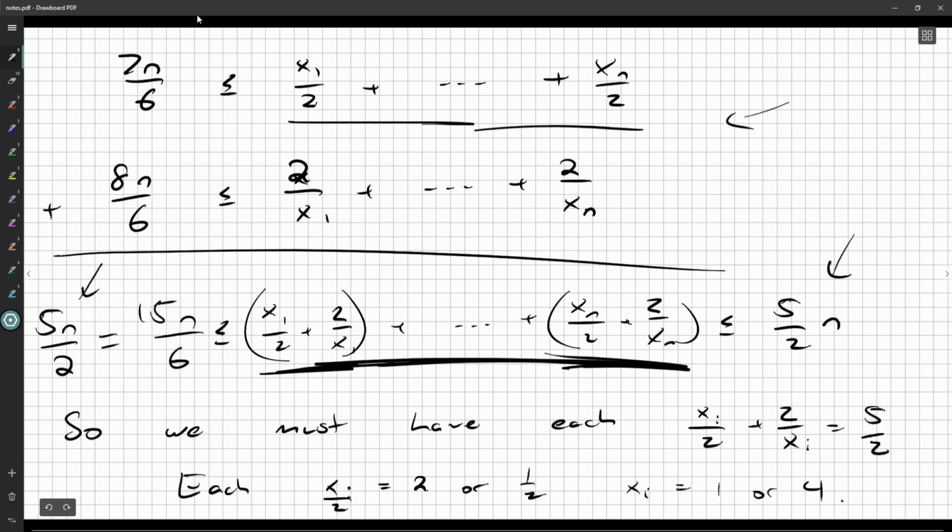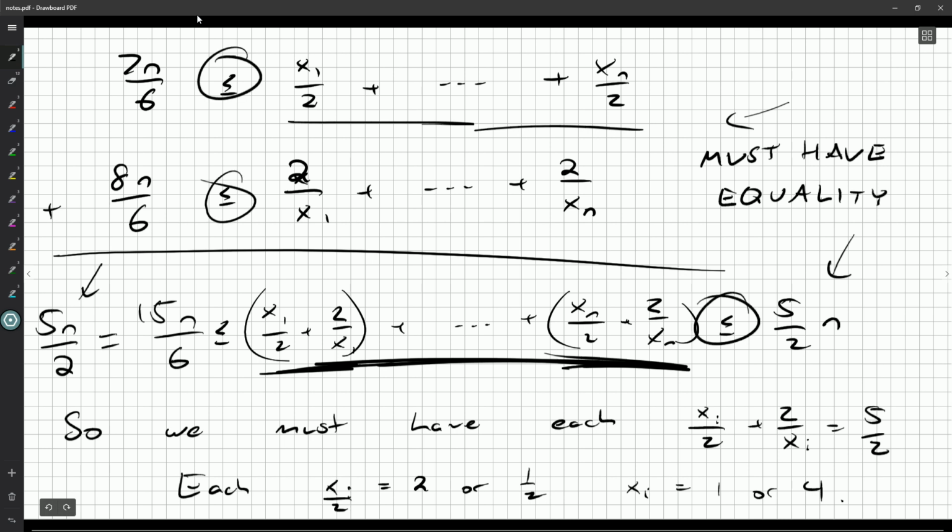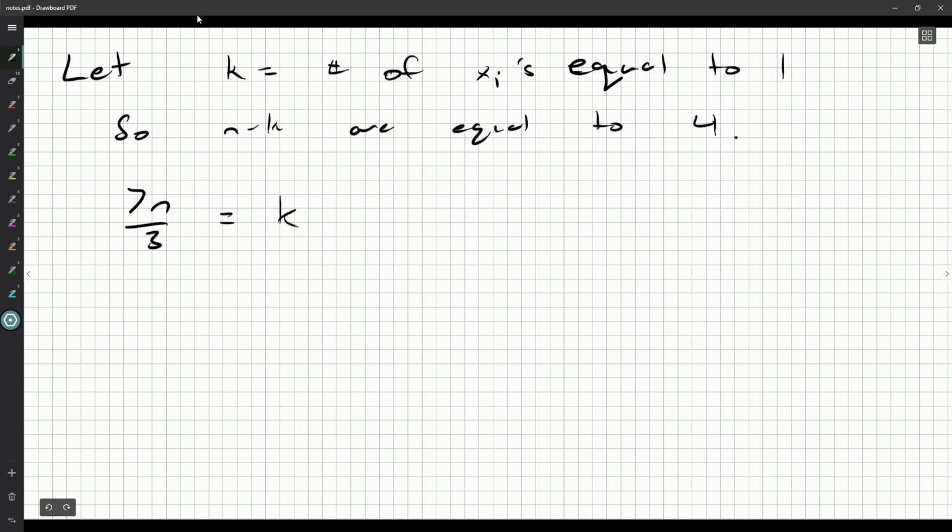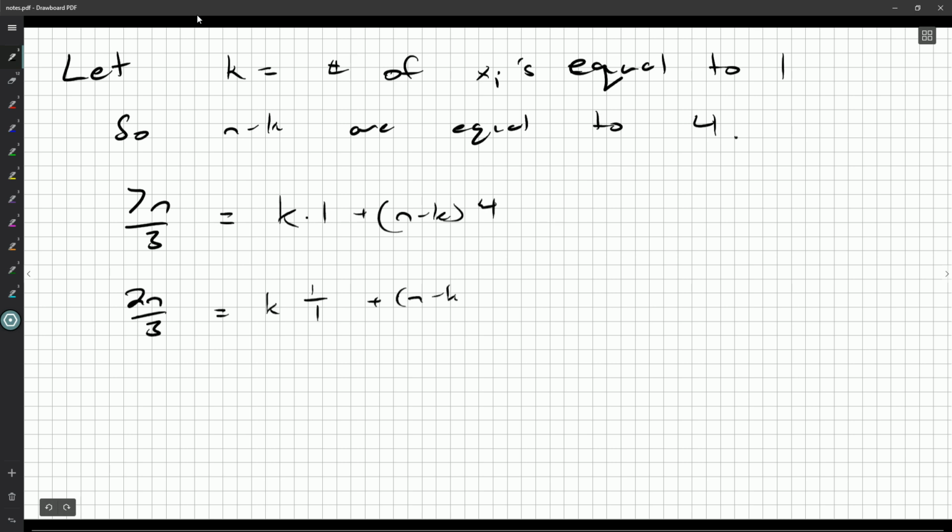So we must have equalities for all of them, because you're sort of limited here. So this would be k times 1 plus n minus k times 4. And what was the other one? 2n over 3 is k times 1 over 1 plus n minus k times 1 over 4.